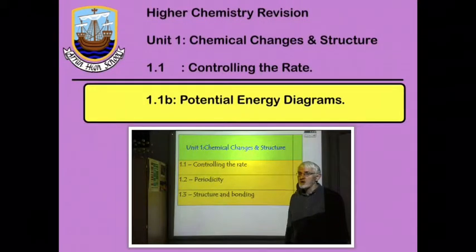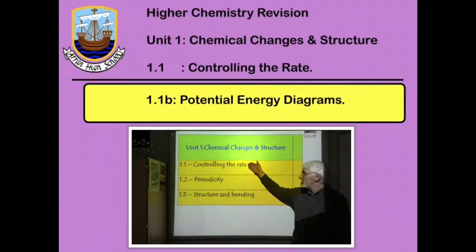This is the second lecture looking at the learning outcomes associated with 1.1 controlling the rate. In the first lecture we looked at reaction rates, and in this lecture we're going to look at potential energy diagrams.